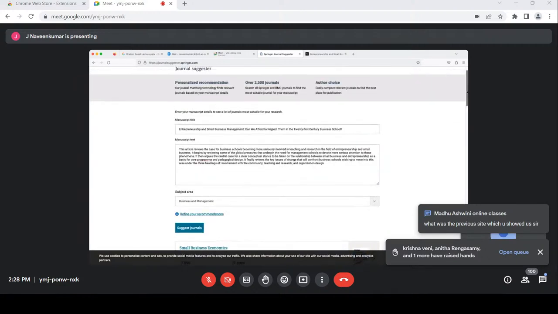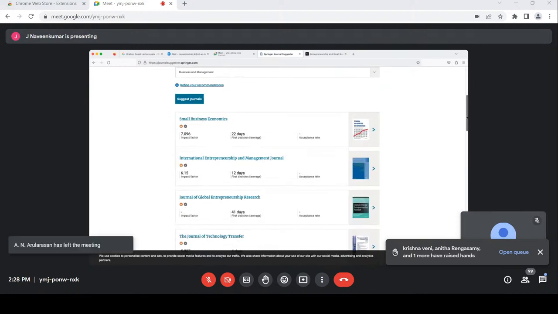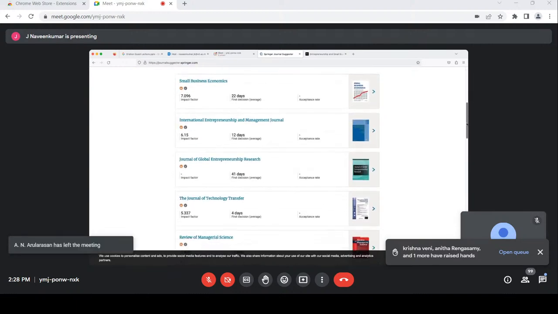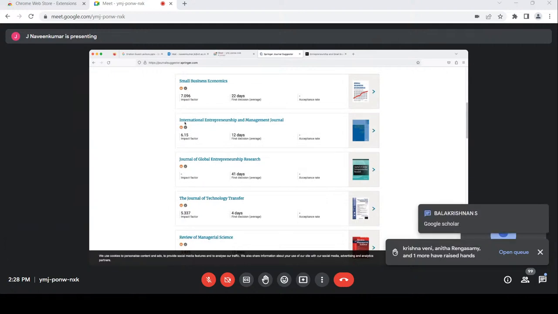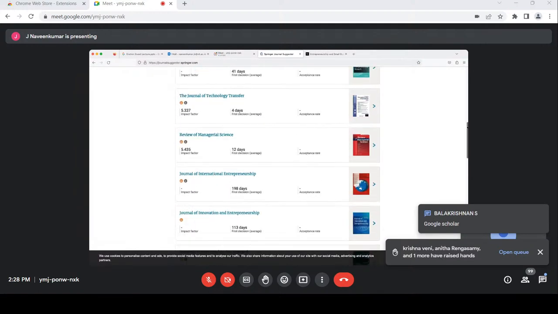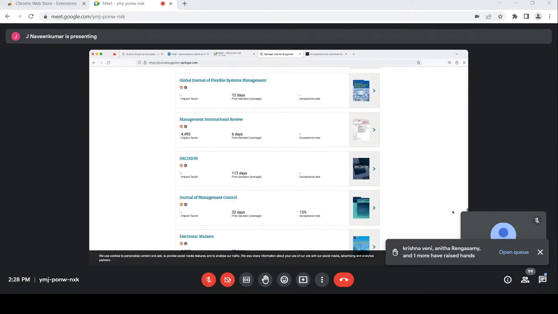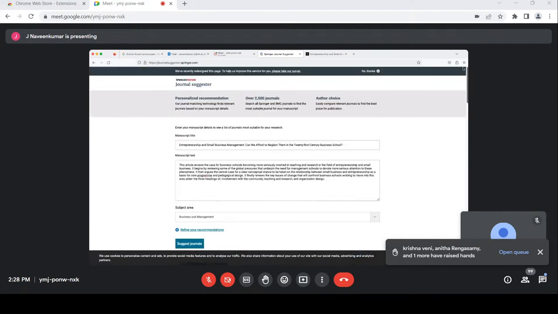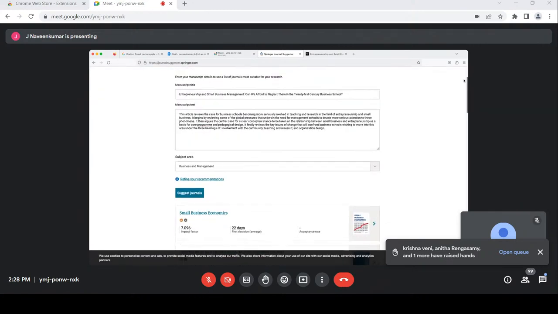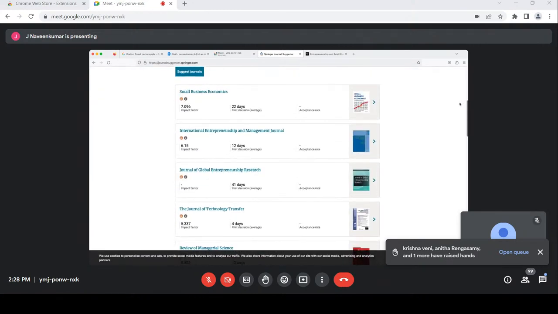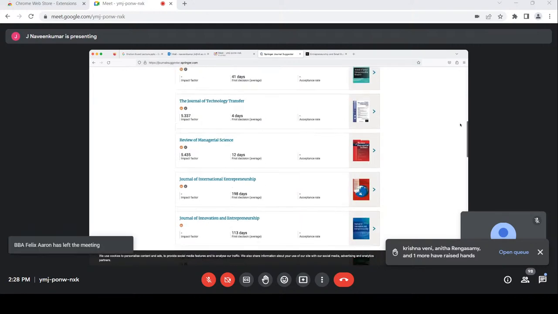Yeah, so I got some set of journals now, right? If you're able to see it, we have Small Business Economics, International Entrepreneurship and Management Journal, Journal of Global Entrepreneurship Research. All these listed journals have some relevance to my paper, based on the title and abstract I gave and the area relevant to your paper, right?